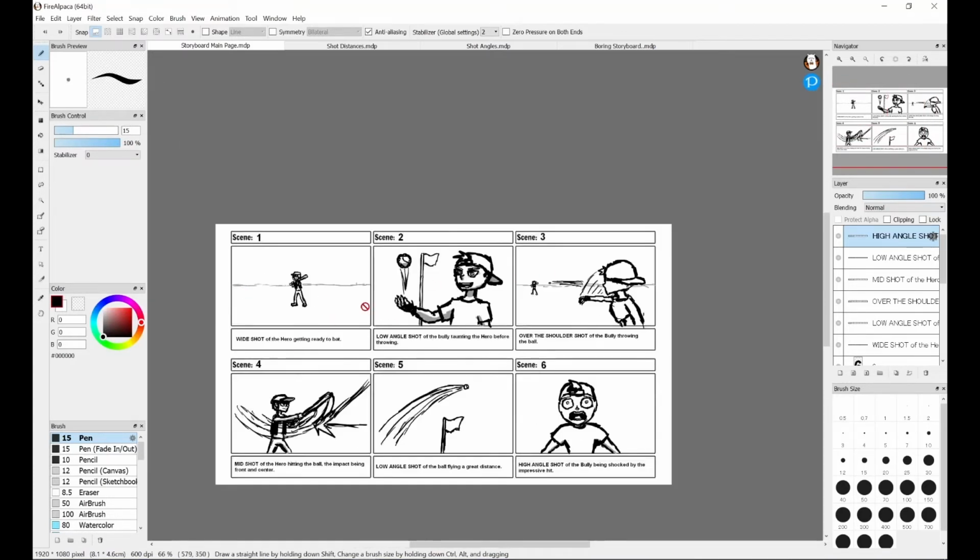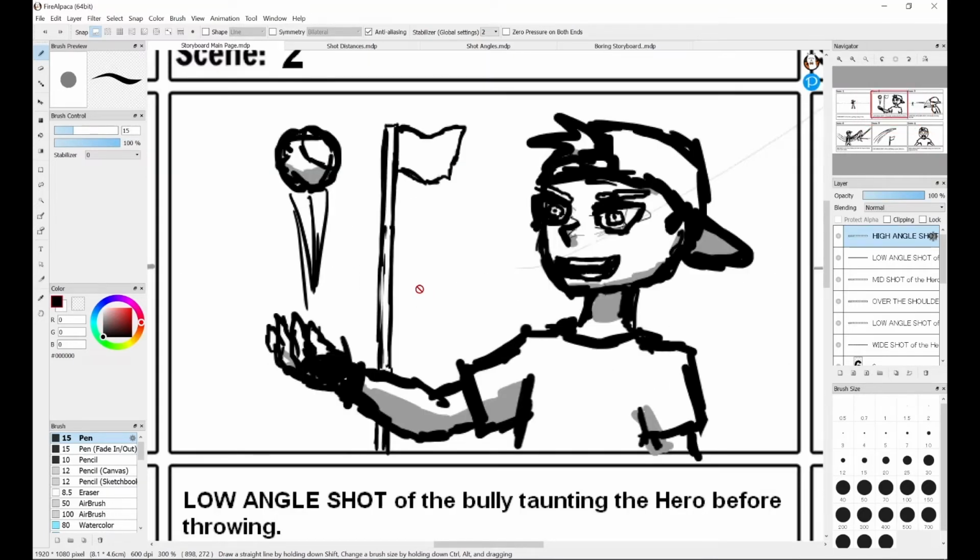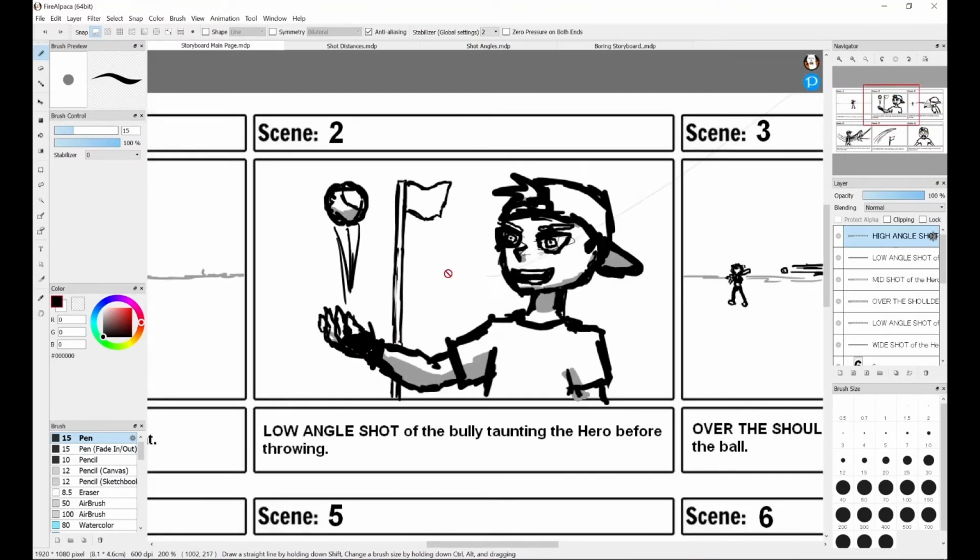So like I said, he's getting ready to bat, and it's a wide shot to showcase how challenging it is. The next shot, the rival, he's getting ready to throw the ball, and it's a low angle shot looking up at him to show how intimidating he is, to make him look more powerful and to make the challenge for the hero seem even greater.